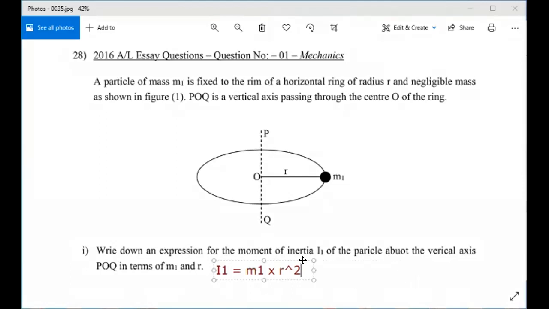Start the heading as 2016 AL first essay question. Answer for Roman number 1 is I1 equals M1 R square. I equals MR square, the moment of inertia. Right?